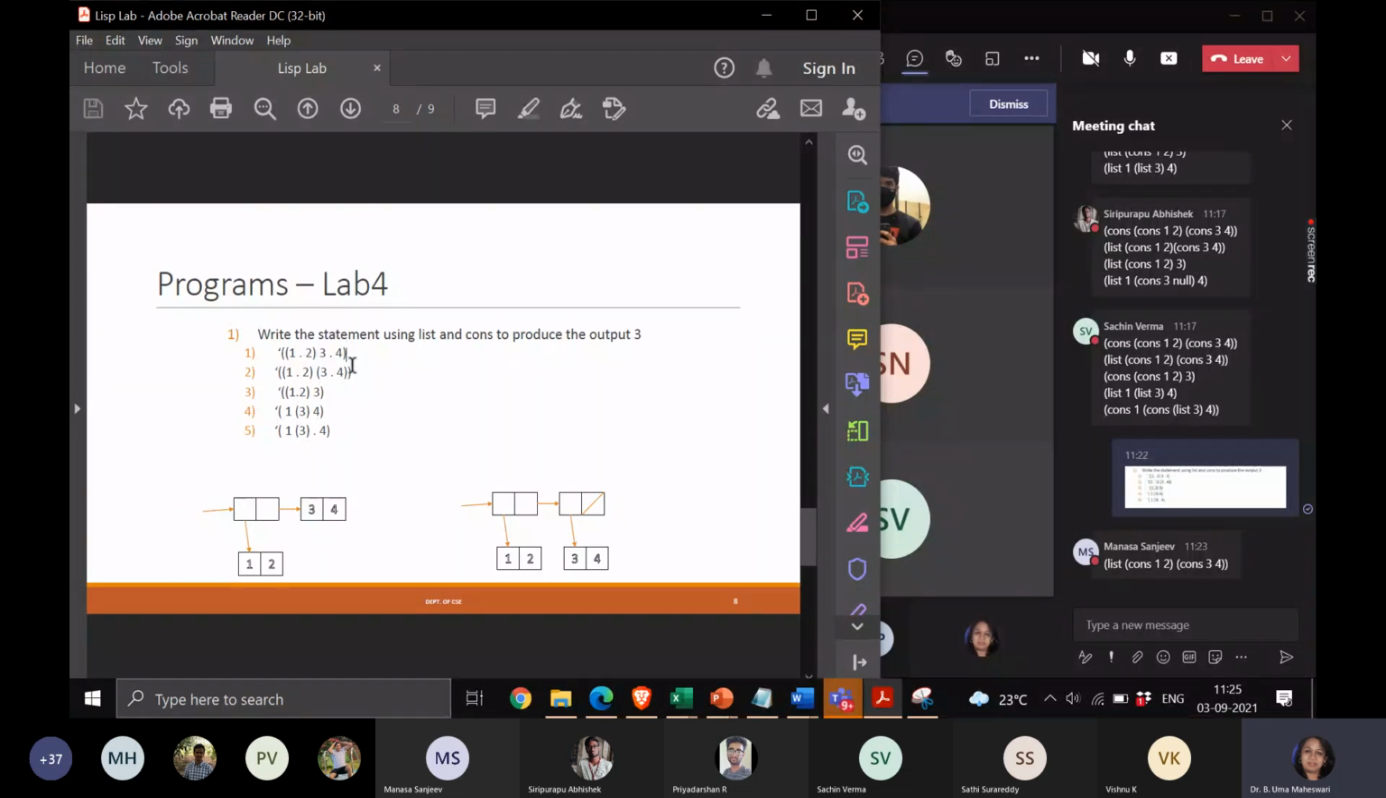So the proper function is we have to use list of pairs. I can consider the meaning is list of pairs. So that's why list of cons 1, 2, cons 3, 4. That's what you're saying, right? Am I right? Yes, ma'am. Okay.